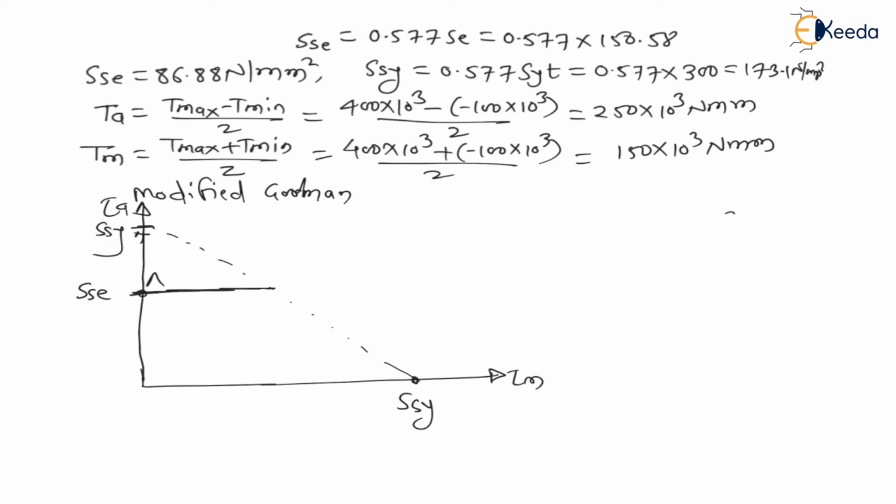This procedure I have already explained. Let us say here A point, here B point, and C point, and O point. OABC is a safe zone. This procedure I have already explained, right?